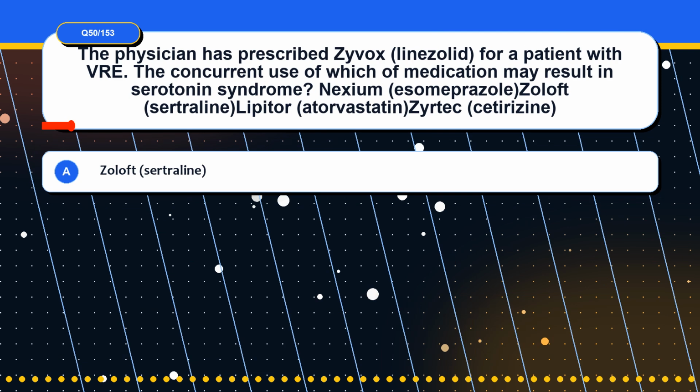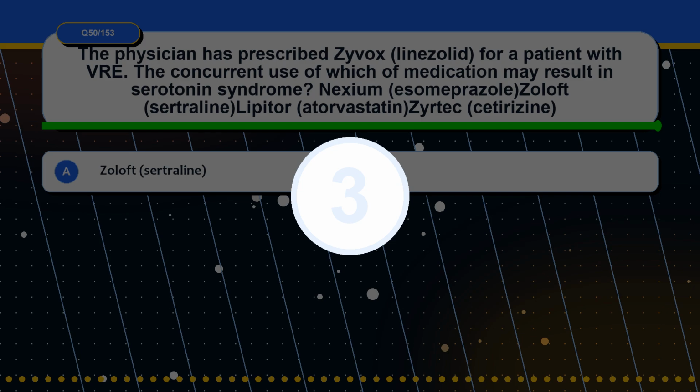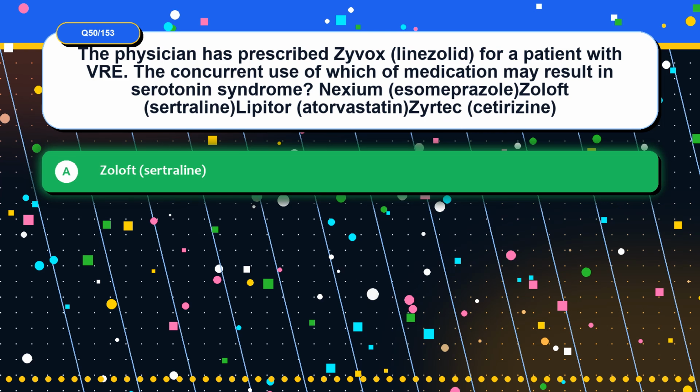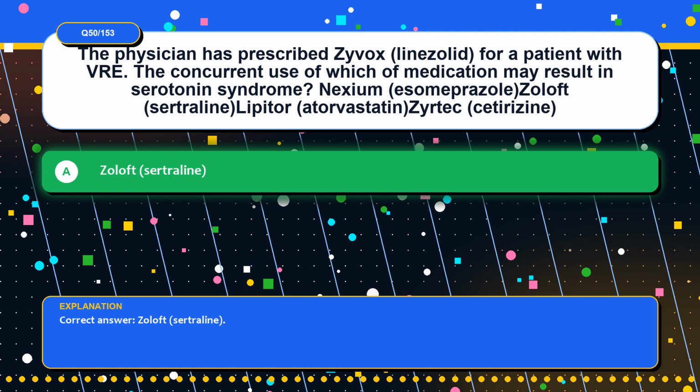Question 50. The physician has prescribed Zyvox (linezolid) for a patient with VRE. The concurrent use of which medication may result in serotonin syndrome? Nexium (esomeprazole), Zoloft (sertraline), Lipitor (atorvastatin), Zyrtec (cetirizine). Here are the options. Option A, Zoloft, sertraline. The correct answer is option A. Correct answer.